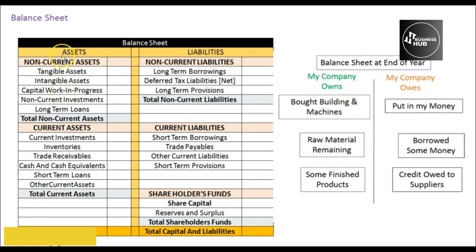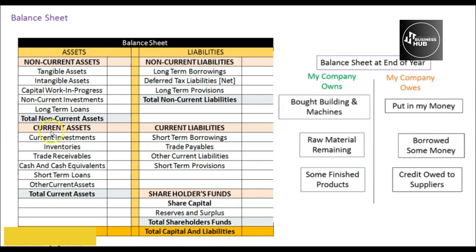The left side gives assets, that is, what all my company owns. Tangible assets are nothing but the buildings and the machinery that you have, whereas intangible assets include the brand value as well as the goodwill that your company has. Capital work in progress is nothing but the machinery and buildings that are under preparation and construction. Non-current investments are the investments that your company has made, and that is an asset of the company. Long-term loans are nothing but the bonds, etc. that your company has purchased.